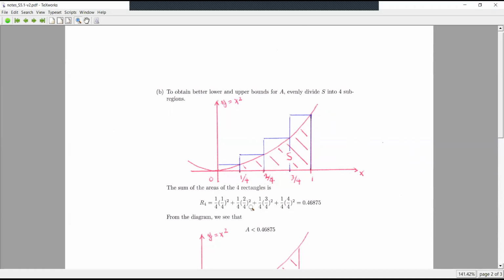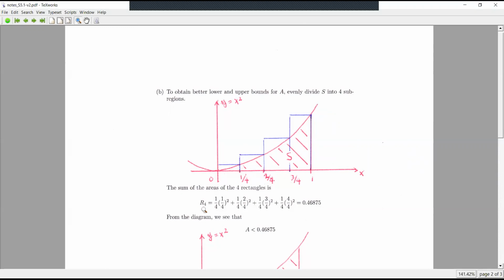Now, make a sum of these 4 areas, then we get the sum is this number. According to the book, because we use right endpoint to build rectangles, the notation for this sum is R. R means right endpoint.